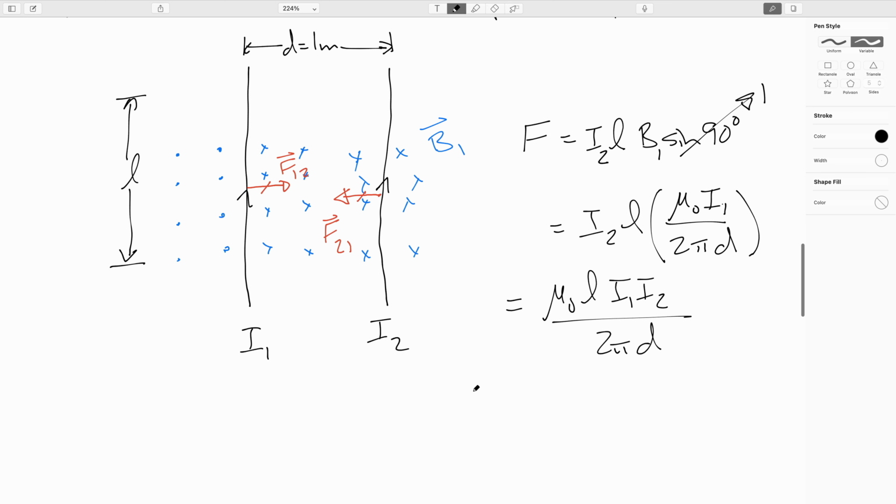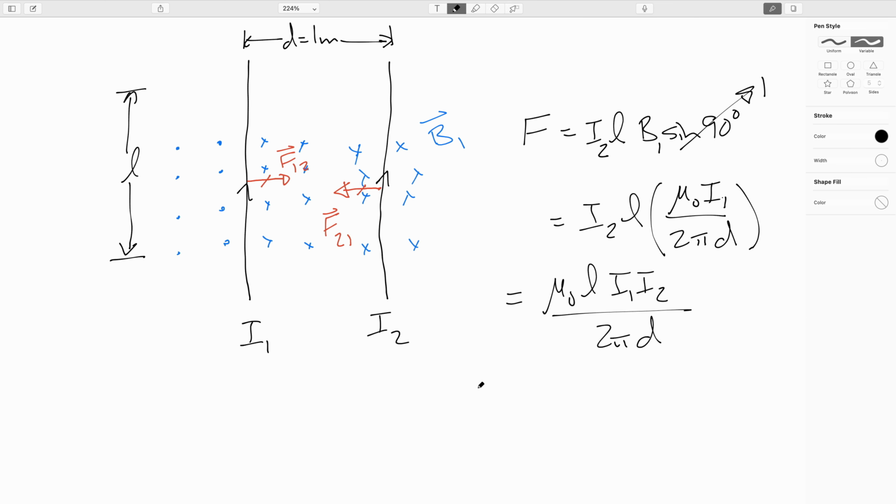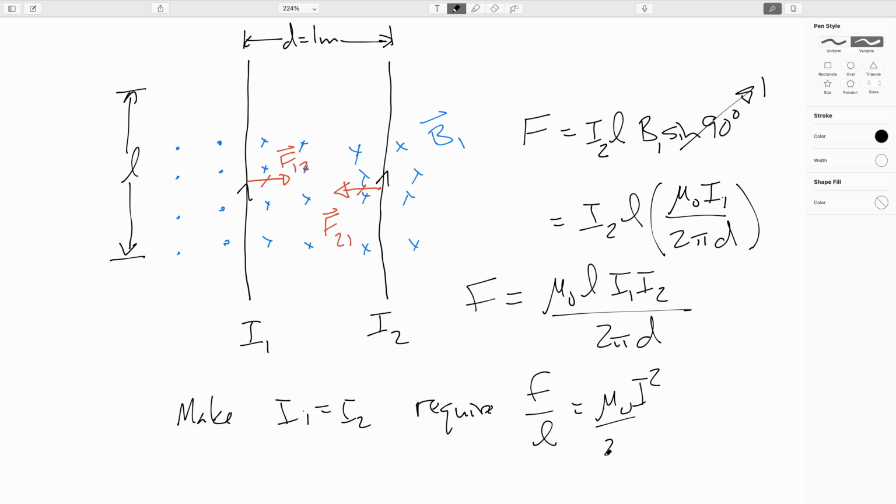Now, in this thought experiment that was used to define the ampere, you would make I1 equal I2. And what you would require was that the force per unit length, so dividing through by L, which would be equal to mu naught I squared over 2 pi D. If D was 1 meter, you required that the force per length that you had was exactly 2 times 10 to the negative 7 newtons per meter.